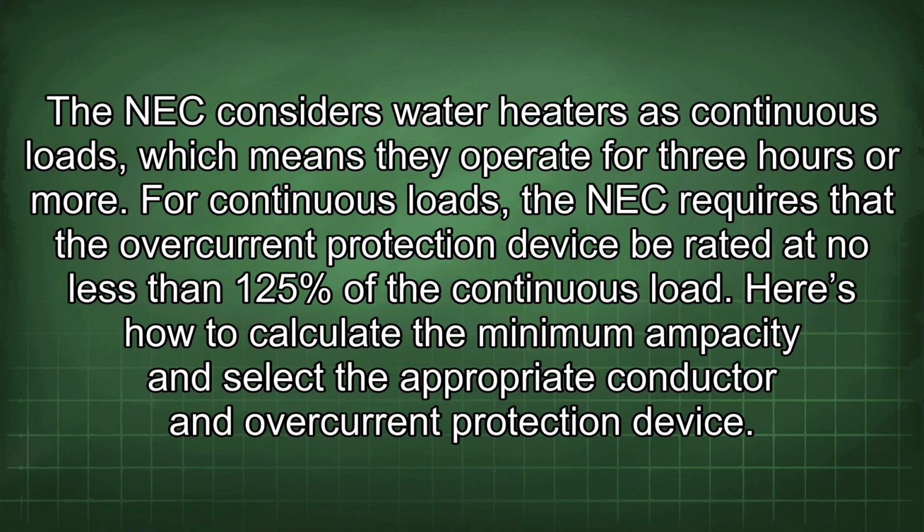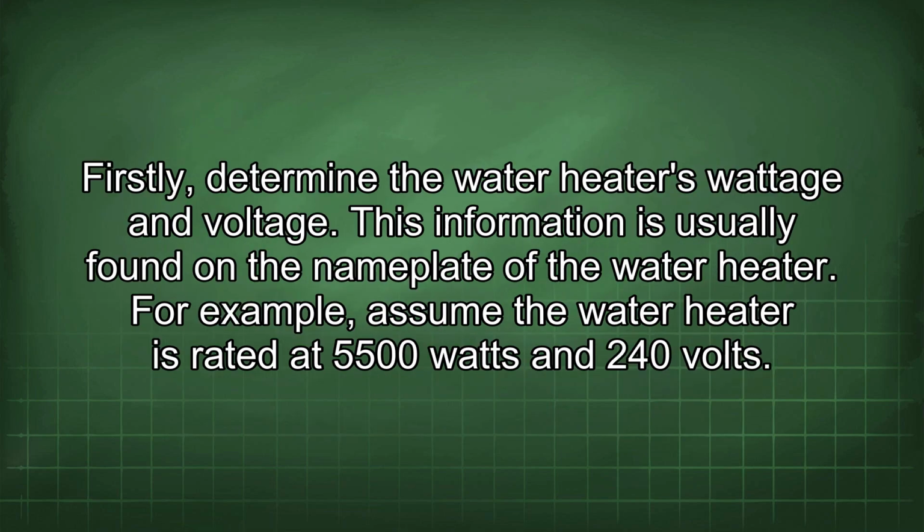The NEC considers water heaters as continuous loads, which means they operate for 3 hours or more. For continuous loads, the NEC requires that the overcurrent protection device be rated at no less than 125% of the continuous load. Here's how to calculate the minimum ampacity and select the appropriate conductor and overcurrent protection device. Firstly, determine the water heater's wattage and voltage. This information is usually found on the nameplate of the water heater. For example, assume the water heater is rated at 5,500 watts and 240 volts.